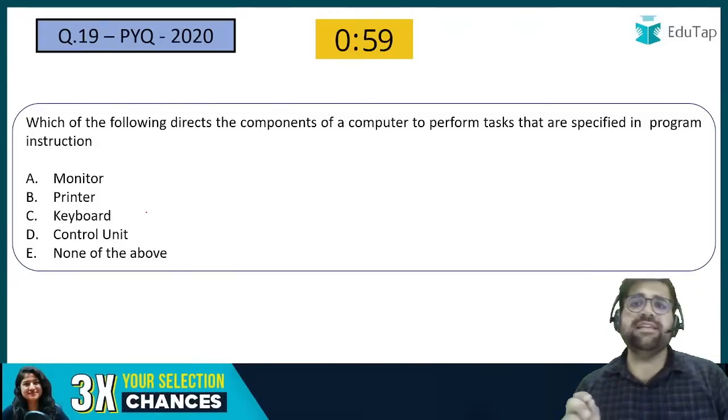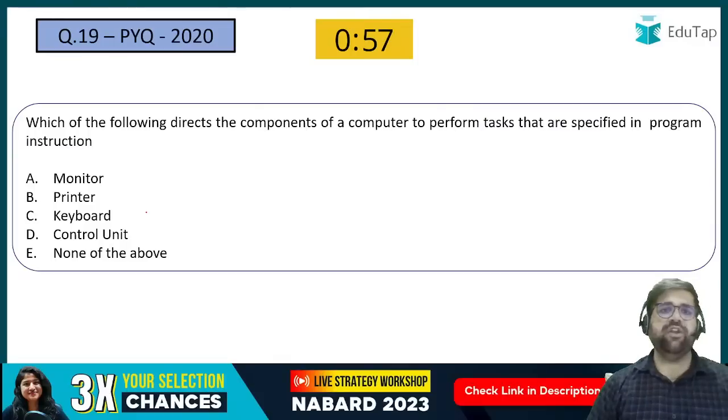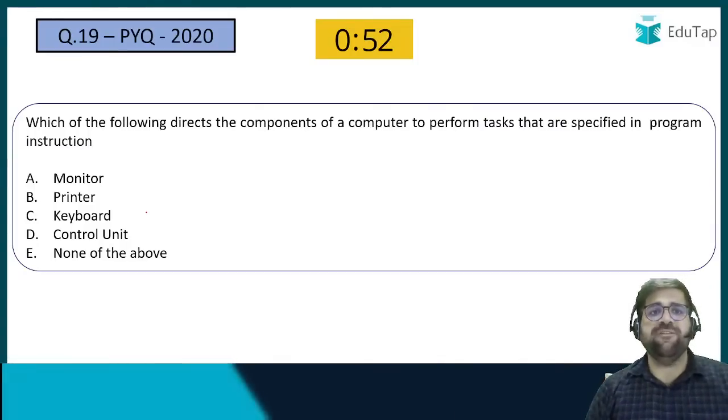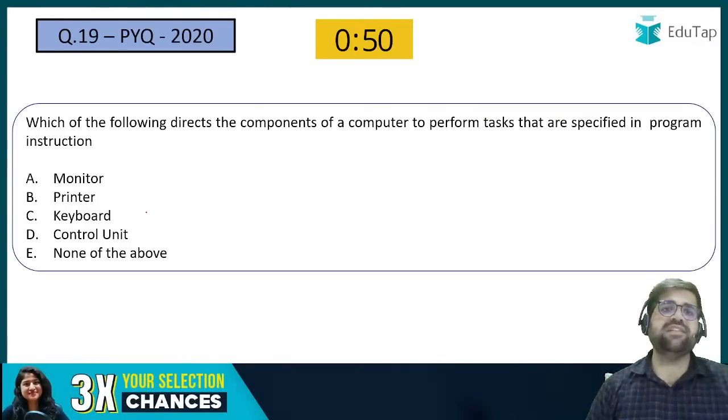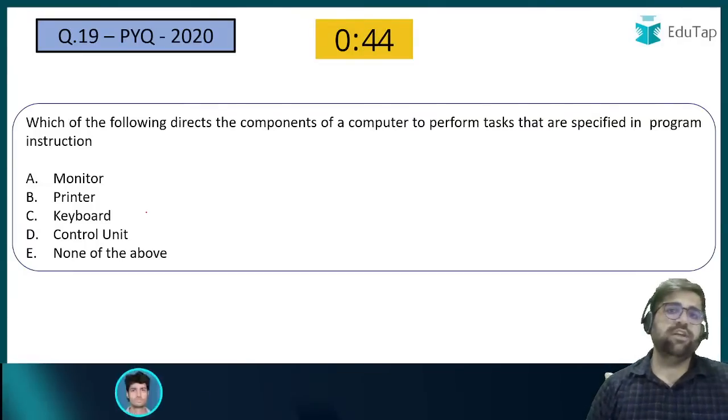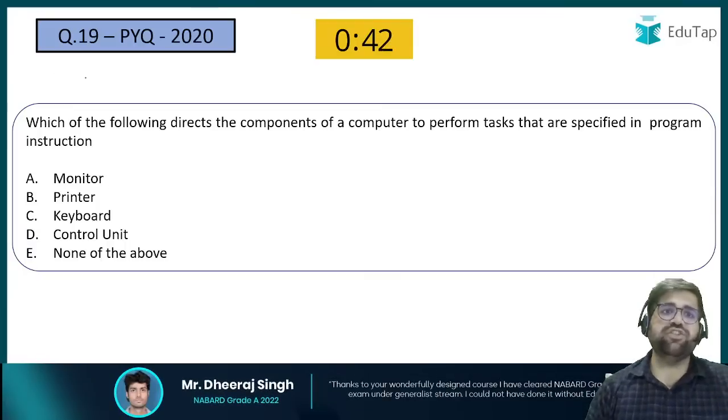Question number 19 is again a previous year question. So mind you, please attend this particular question with care. Which of the following directs the components of computer to perform tasks as specified in program instructions? Now this is a previous year question, which appeared in the year 2020.